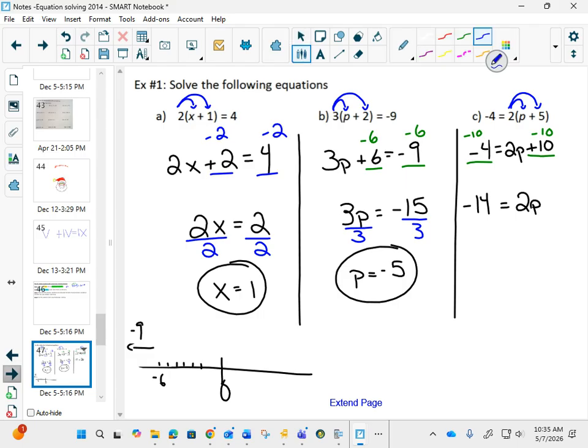And then the opposite of multiplying by 2 is divide by 2. And we get p is equal to negative 7.